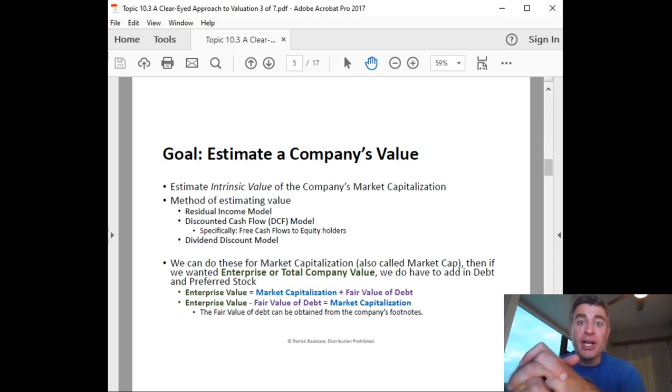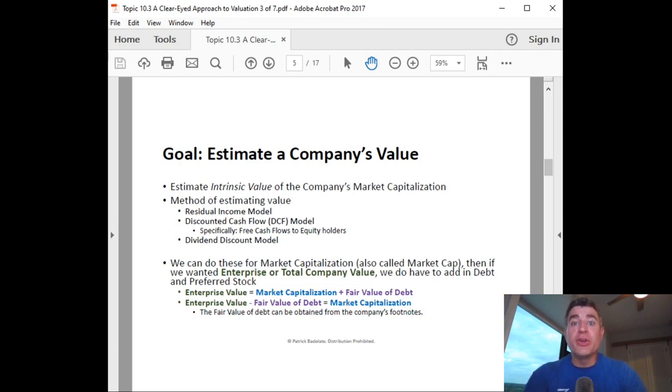But I'm going to cover free cash flows, discounted cash flow valuation models because they're so common. Not necessarily because they're better in any way, but because they're so common, it's worth covering. Doesn't make a ton of sense to do valuation without getting into the most common methods of doing intrinsic value.